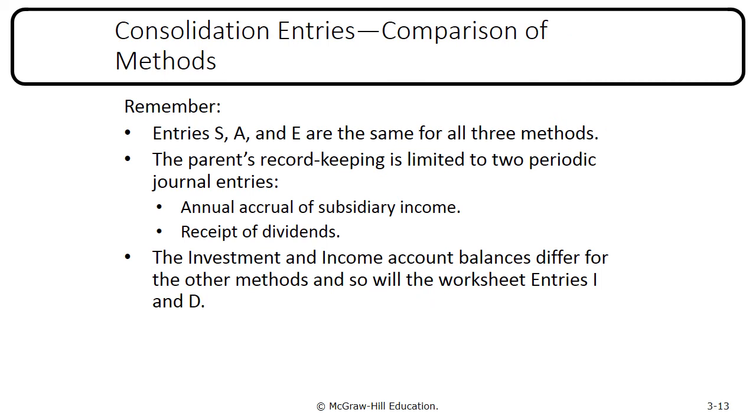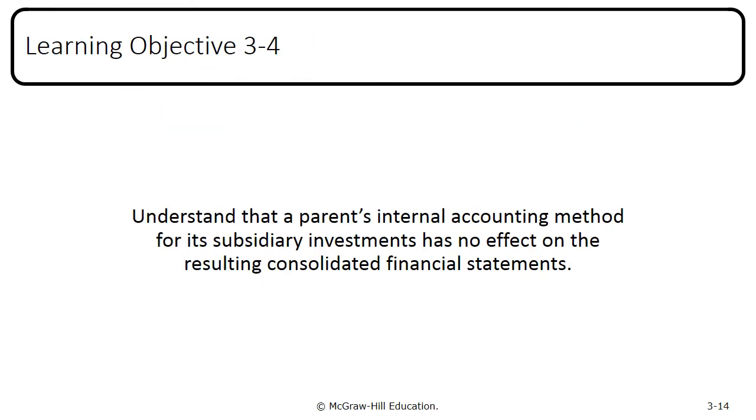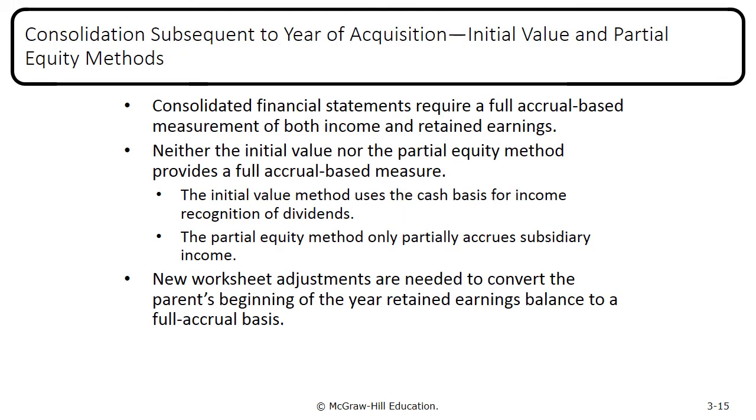So these next couple slides compare the methods. You guys can read through this. Again, the way the parent does the accounting for the subsidiary has no effect on consolidation totals. No effect at all. Consolidation financial statements require a full accrual basis measurement of both income and retained earnings. Neither the initial value nor the partial equity method provides that. The equity method does. So what we actually do under the initial value and partial equity method is we change the amounts so that it's like the parent always used the equity method. And we do that during consolidation.